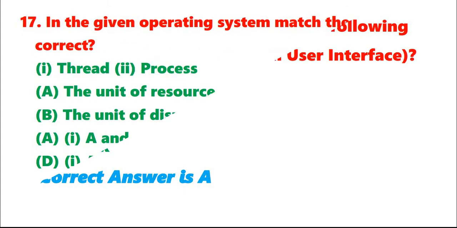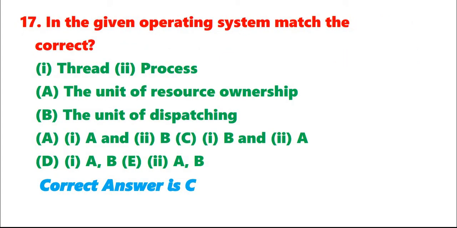17. In the given operating system, match the correct: 1. Thread. 2. Process. A. The unit of resource ownership. B. The unit of dispatching. A. 1-A and 2. B. 1-B and 2. C. 1-B, 2-A. D. 1-A, B. E. 2-A, B. Correct answer is C.